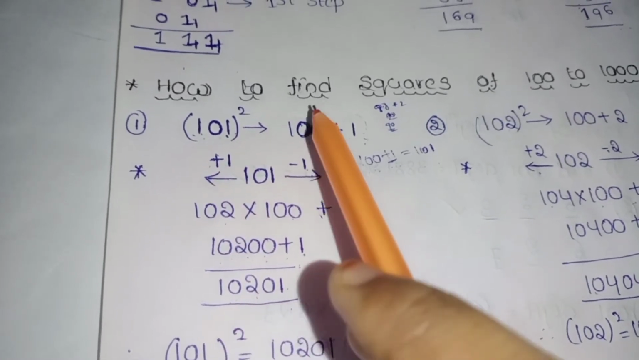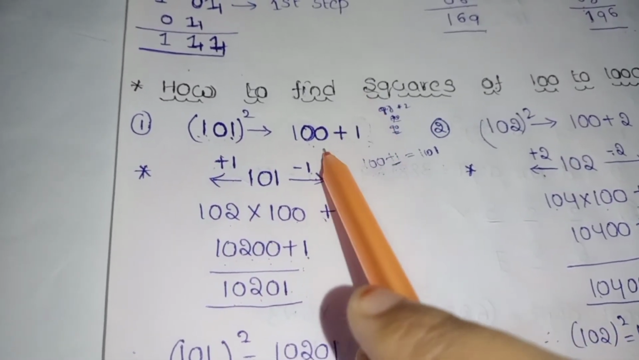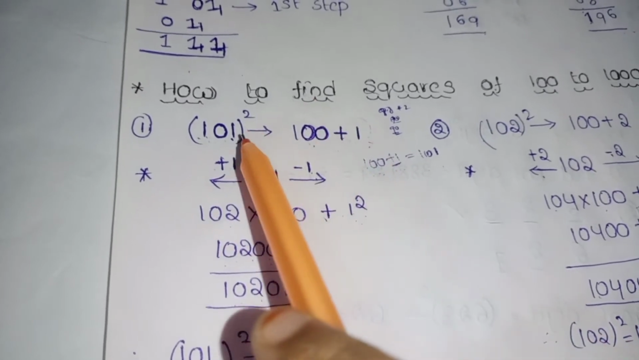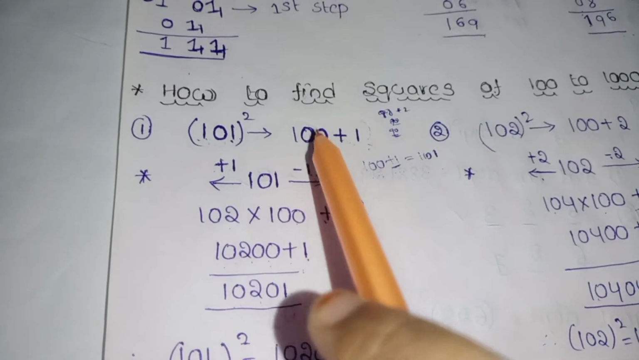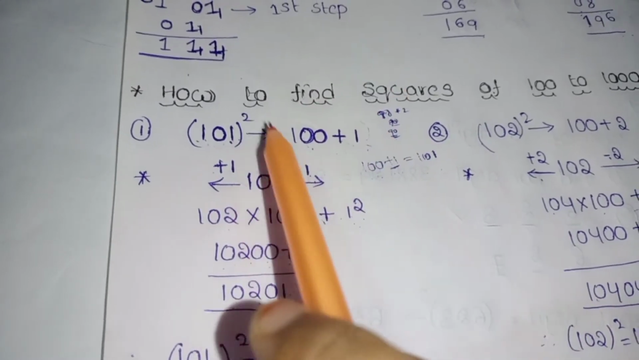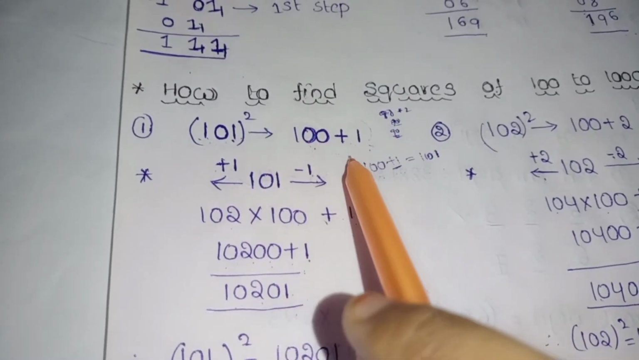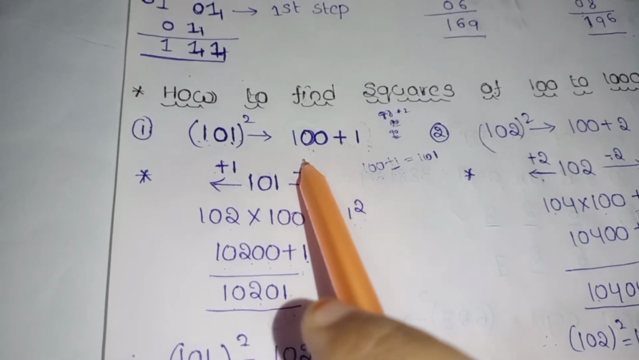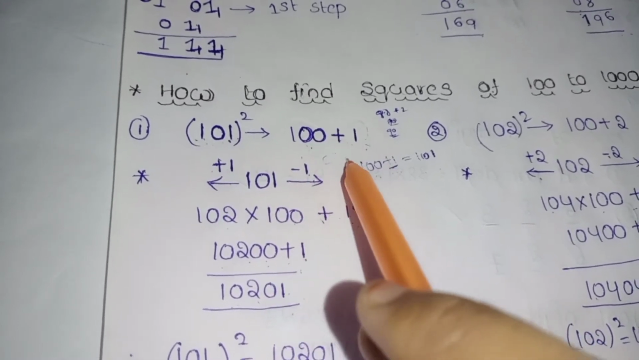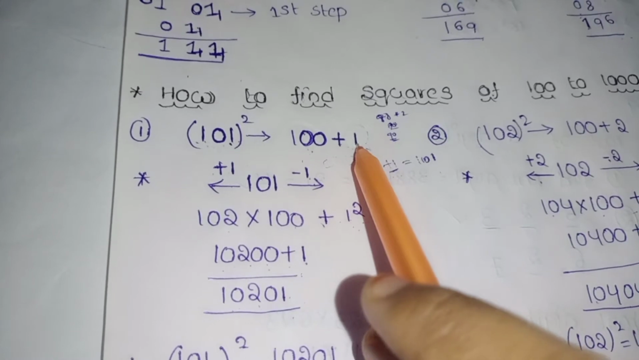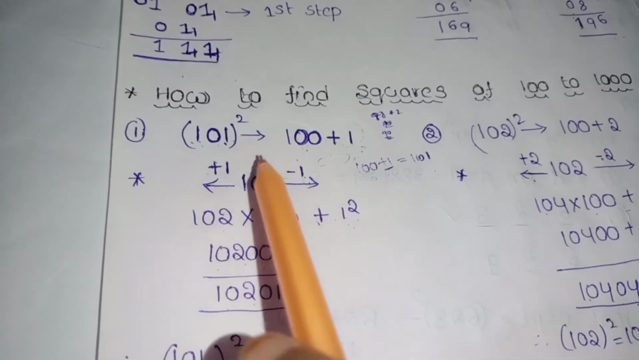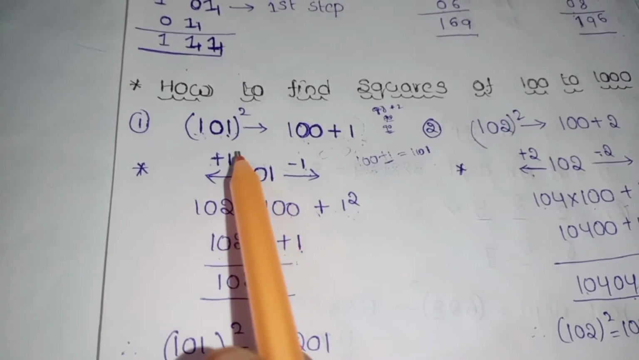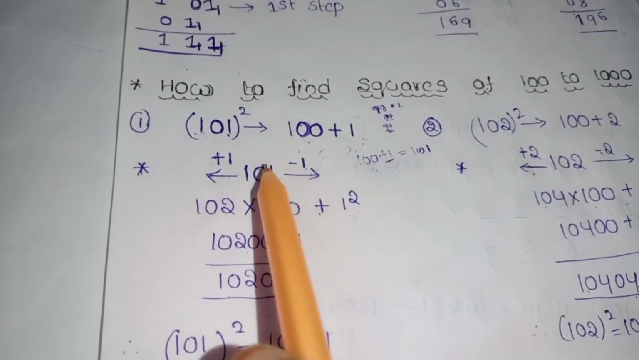Which number do I have to add to 100 to get 101? The number is 1. Adding 1 to 100 gives 101, so I am taking 1. Right? I am taking 1 here.